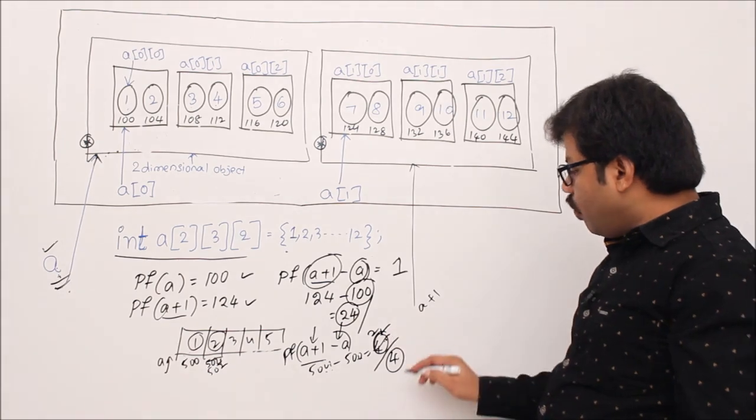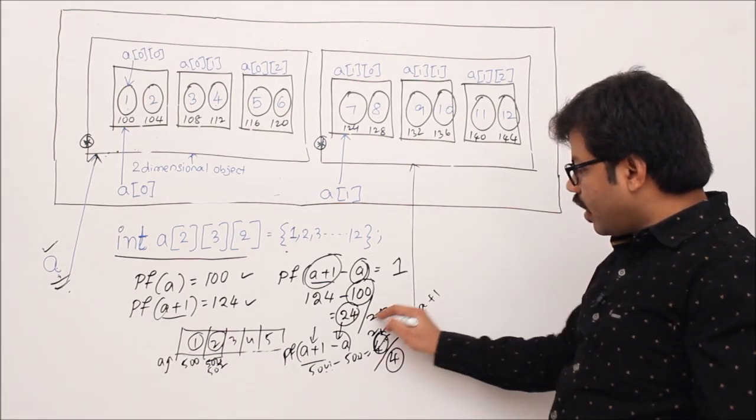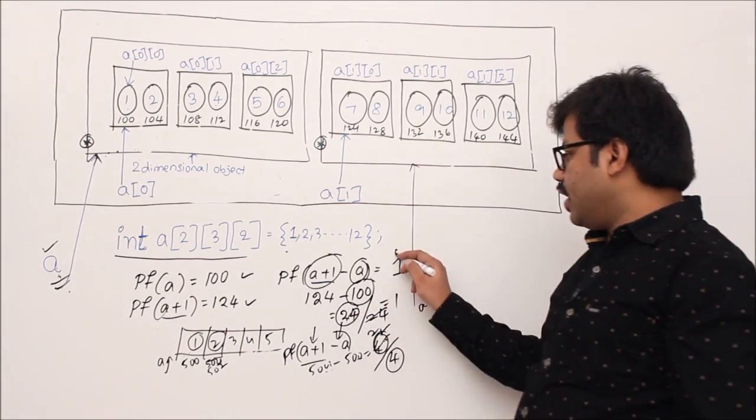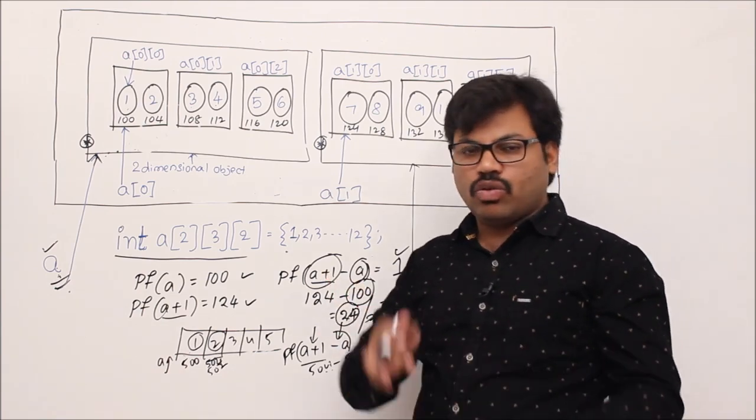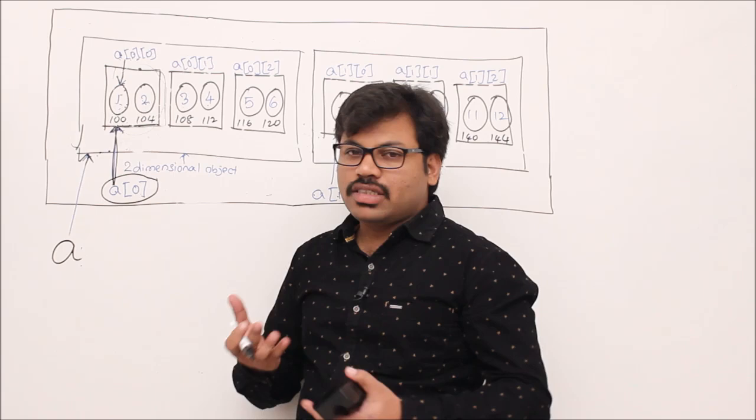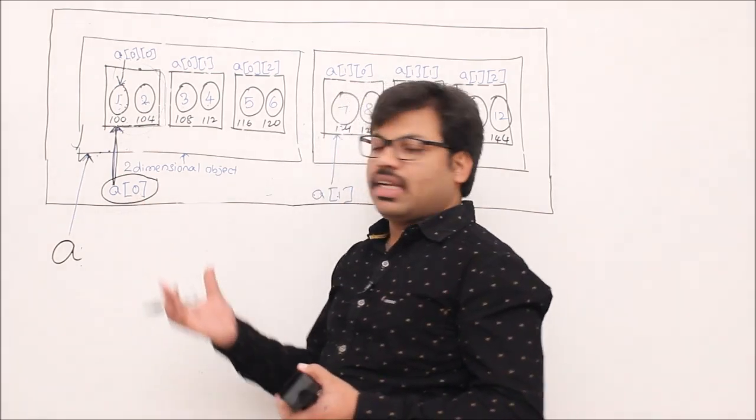That's why 24 will be divided by 24 again and you get 1. That's why it is justified. When you write a plus 1 minus a, in pointer arithmetic also only 1 will be printed. Okay. Let's see some more pointers involved in this 3-dimensional array.